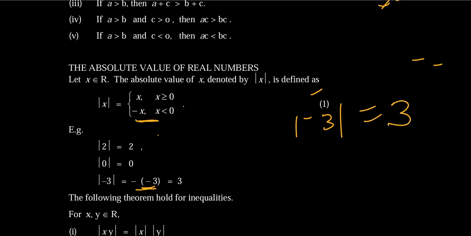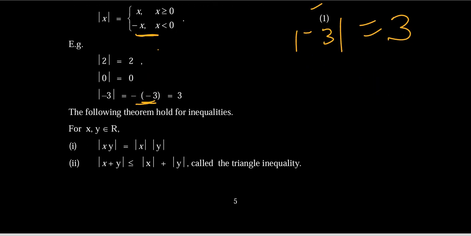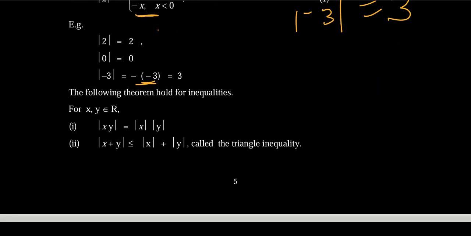And there is also a theorem which holds for inequalities. An example is that when you take the magnitude of the product of two numbers, right, it's equivalent to taking the magnitude individually and multiplying them, right? So when I have minus 3 times 2, it's the same as me doing minus 3 times minus 2, times positive 2, sorry, right? That's what that means.